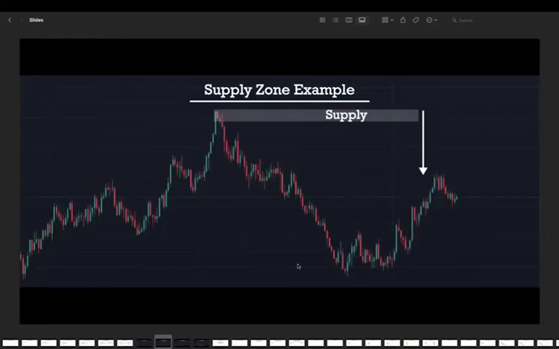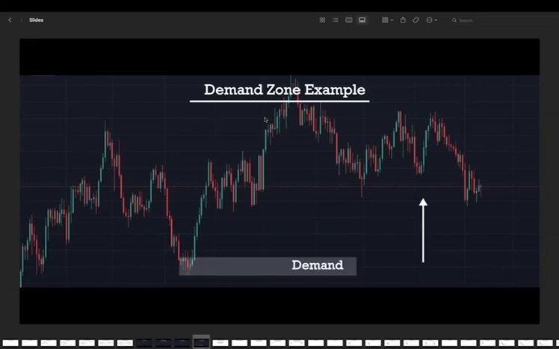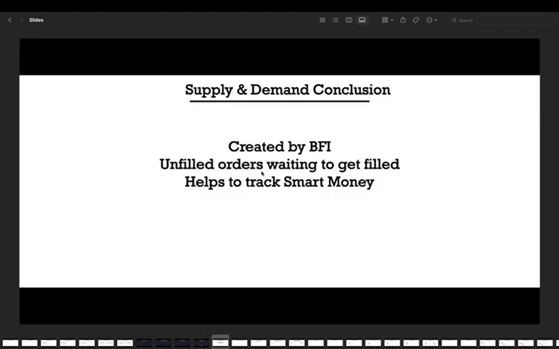You can see the difference between supply and resistance, and demand and support. They exist because they don't look similar. Why, how, and so on, we will find out today. Let's quickly conclude and move on.